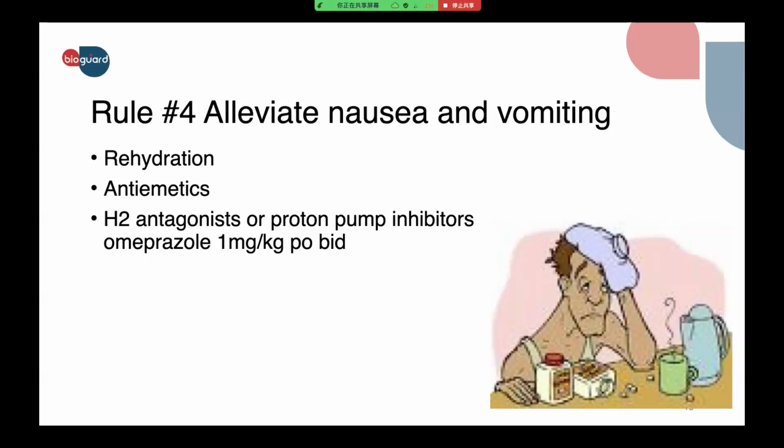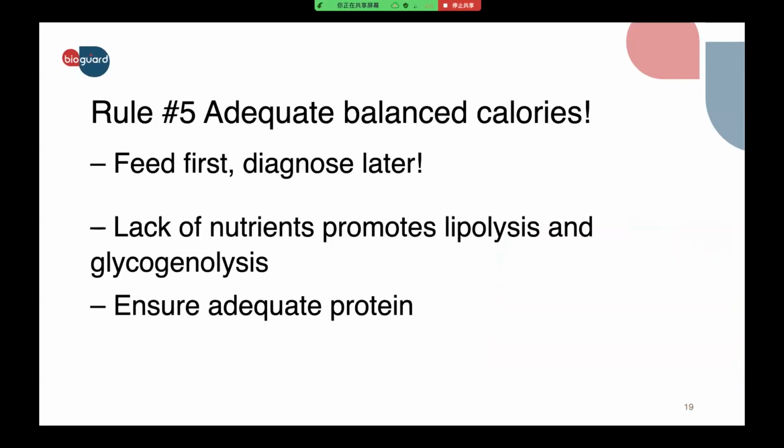But otherwise, for other diseases like chronic vomiting or stomach issues, I will always choose a PPI, and we need to use omeprazole at 1 mg per kg twice daily. Do not give it once daily. Twice daily is the more effective way to give it.